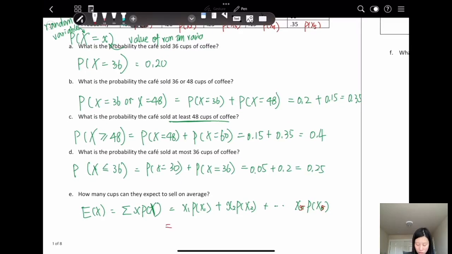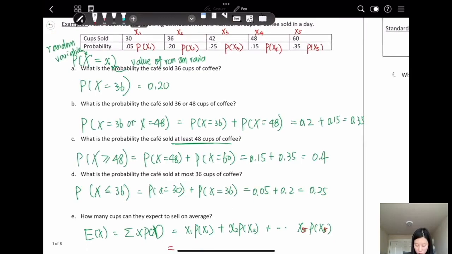Okay, so how to calculate that? Basically, you use the random variable times the probability of this specific random variable, plus 36 times 0.2 plus 42 times 0.25 plus 48 times 0.15 plus 60 times 0.35.